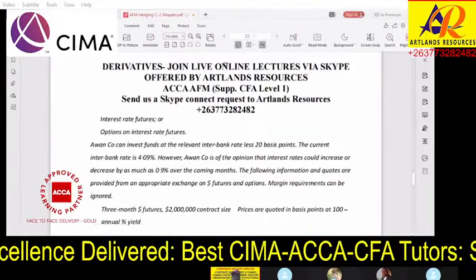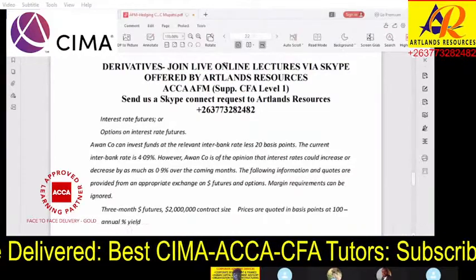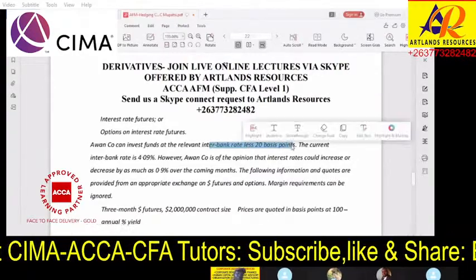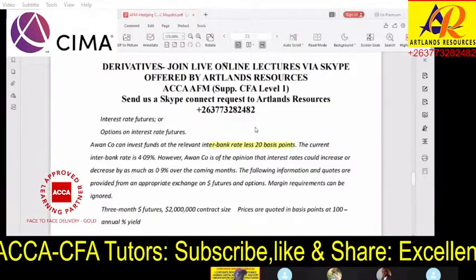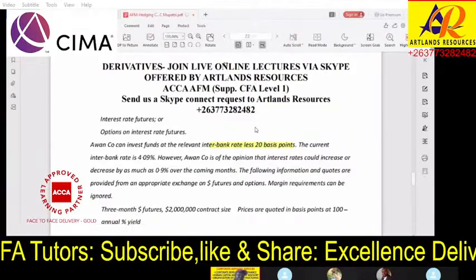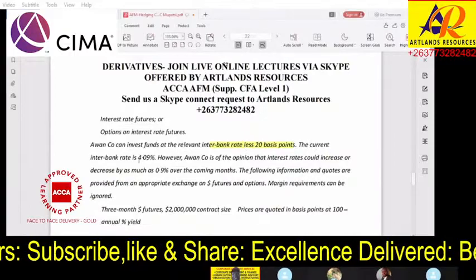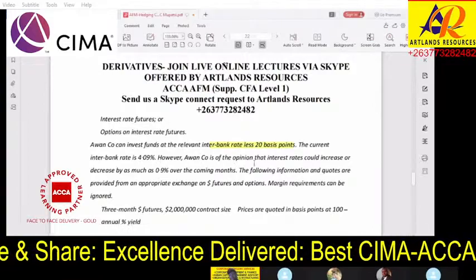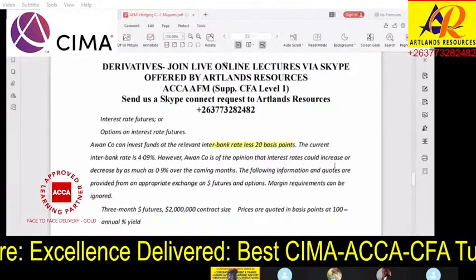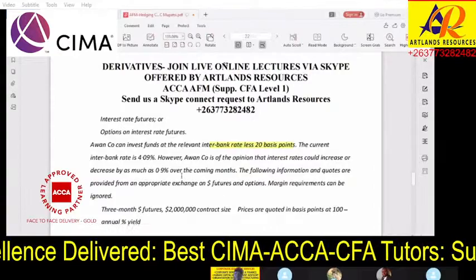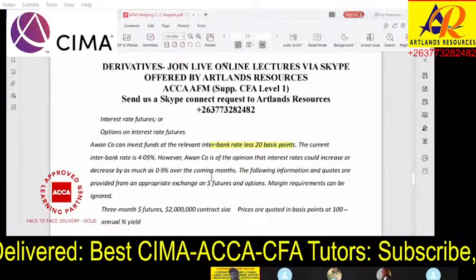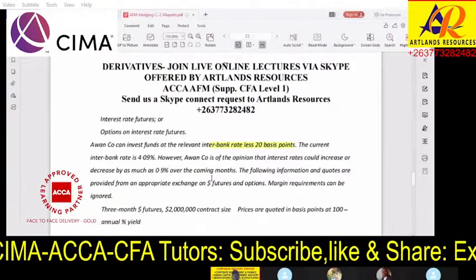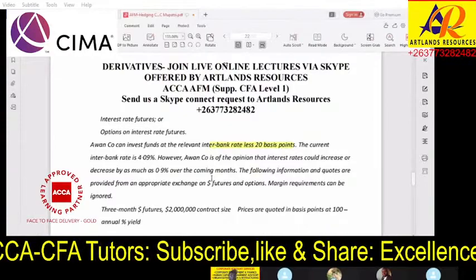I will show you shortly. Our company can invest funds at relevant interbank rates less 20 basis points. So what the company receives is the interbank rate less 20 basis points. The current interbank rate is 4.09%. However, our company is of the opinion that interest rate could increase or decrease by as much as 0.9% over the coming months.